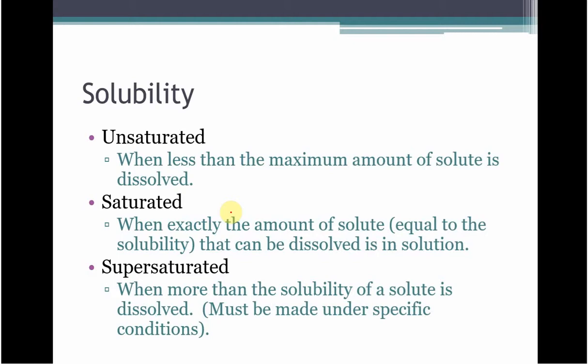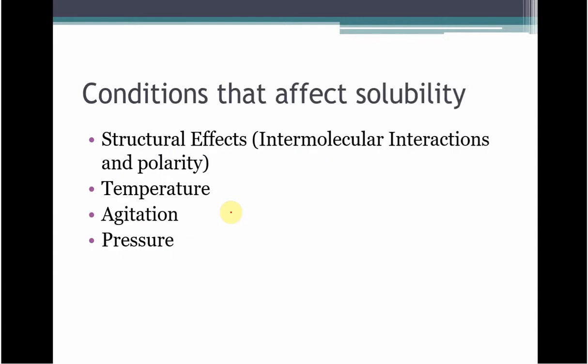The only way to really make a supersaturated solution is to basically heat it up, dissolve some sugar or salt, and then bring it back down to a temperature where it shouldn't be soluble. You have to really try to make a supersaturated solution. Now, there are things that affect solubility. Primarily structure, what kind of intermolecular forces are being used here, and then there's temperature, agitation, and pressure, and we need to talk about all of those. Now, guys, in terms of how these affect your solute, it really depends on whether you have a gas or a solid solute.